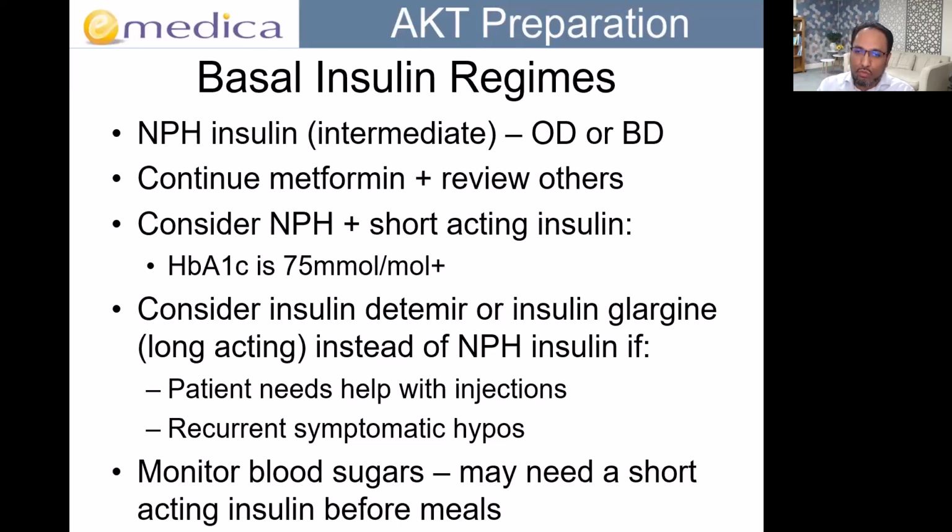When you might go straight to NPH and also a short-acting insulin around meal times is if someone's HbA1c is 75 plus. Theirs was 70. Then when would you consider a long-acting insulin, like insulin detemir or insulin glargine, instead of an intermediate one like NPH? It would be if they need help with injections or they're getting lots of hypos. And then it's important that they monitor their bloods morning and evening, because what you want to see is what their control is like. Otherwise, you might need to supplement this with bolus doses around meal times with a short-acting insulin.